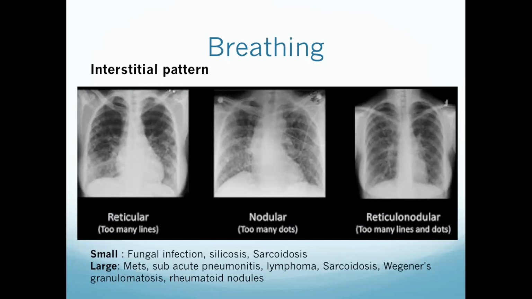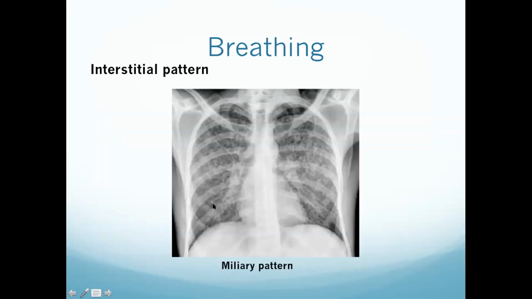You notice sarcoidosis is pretty much in every single one because it can be, and rheumatoid nodules as well. And then you'll notice this miliary pattern, which you may or may not be aware of. So this is smaller nodules, about 2 to 3 millimeters, and this is classical for TB.